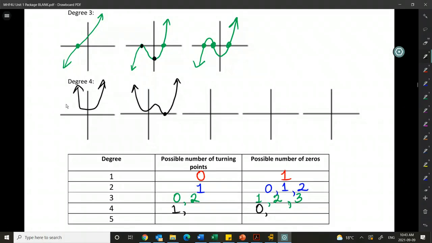Turning points, what are the turning point options for this one? What are the possible number of zeros for this scenario? Keaton? Okay, so 3 turning points, 1, 0.